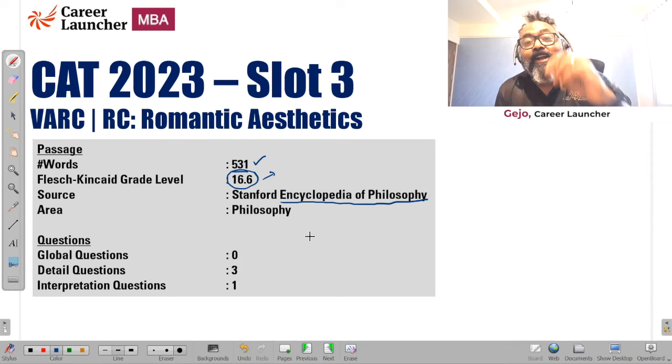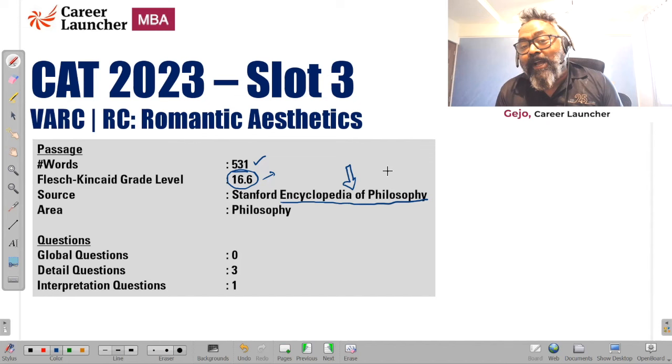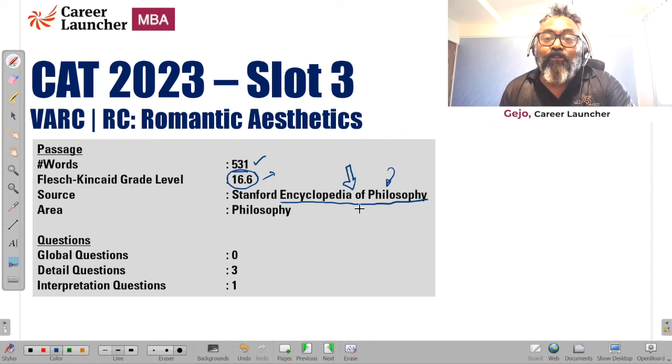By the way, I have created a lot of passages in my days for reading comprehension, various mocks and such, and I've used passages from here quite a few times. So this is not alien to me personally, but I'm sure it would be very alien to most of the students. In the area of philosophy, there are three detailed questions and one interpretation question.